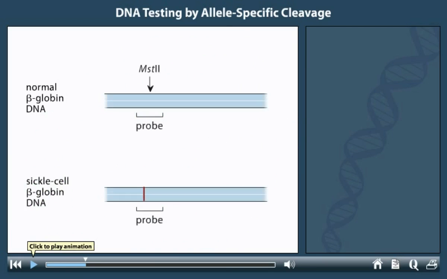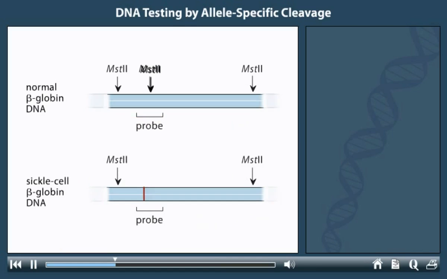Both alleles of the beta-globin genes have MST2 recognition sequences in other regions of the gene. If you were to digest both samples of DNA with MST2 and then use a probe to highlight the DNA fragments, how many fragments would you find? Enter the number of fragments that the probe would identify for each allele.